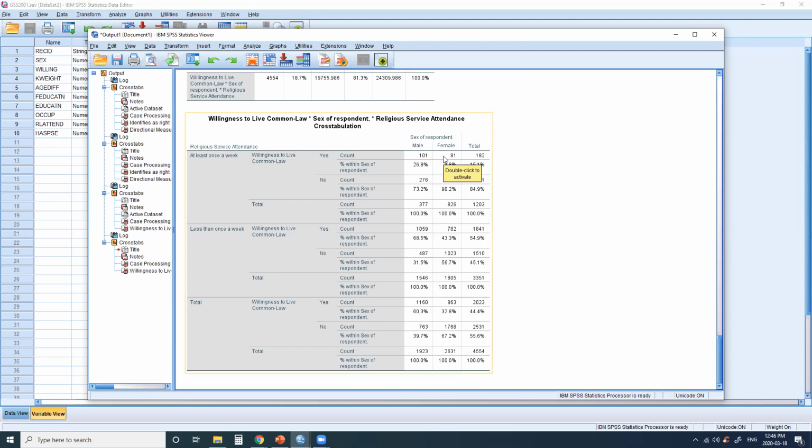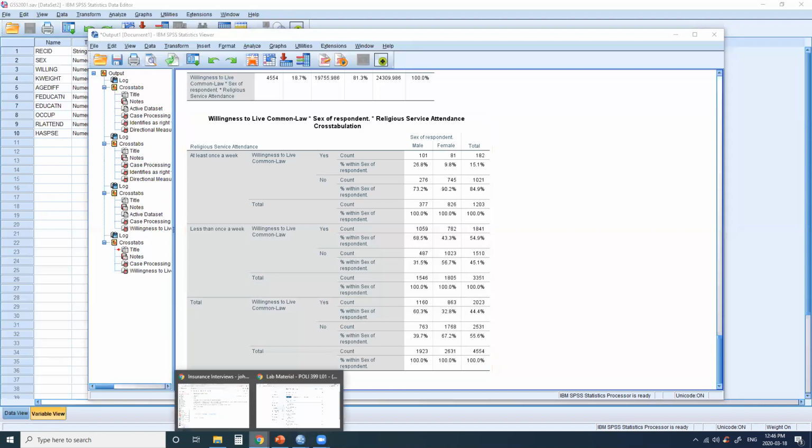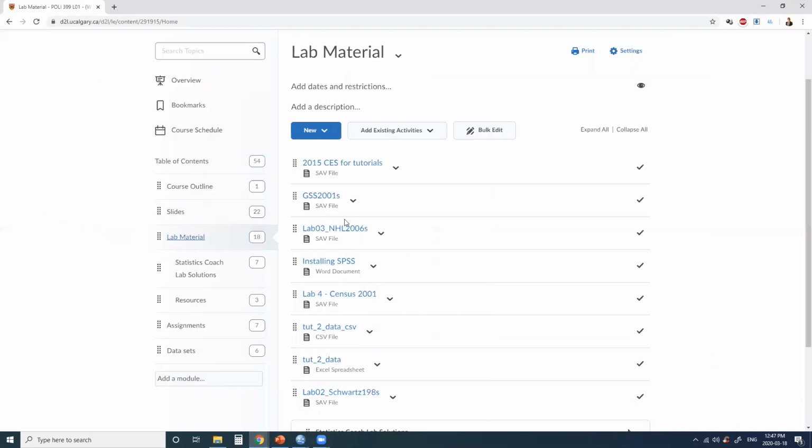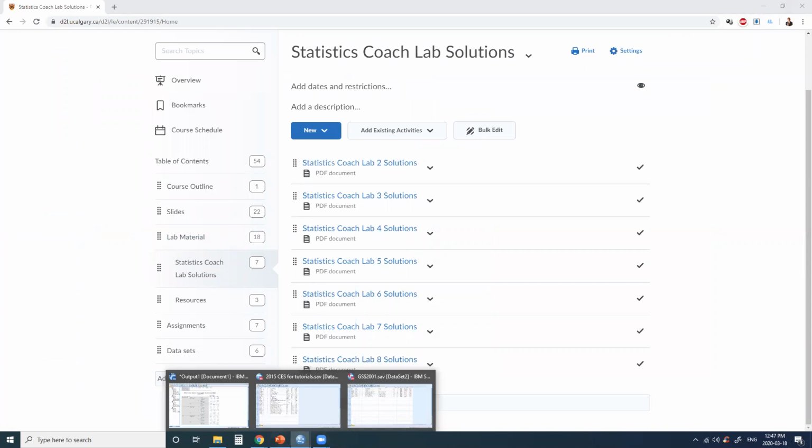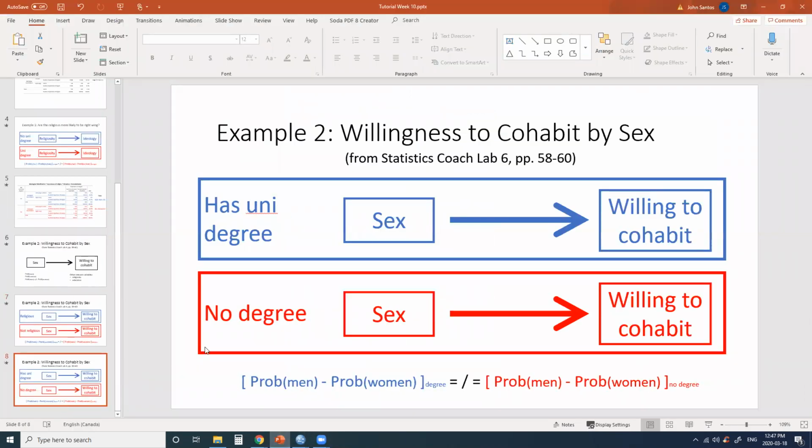Actually, with that, you pretty much have all the tools necessary to complete Lab 6 in Statistics Coach. And again, I posted the answer key to Stats Coach here on D2L, right? So Stats Coach Lab Solutions, you can see all of the solutions are there. I'm going to work through one more example here, just because I think it's useful.